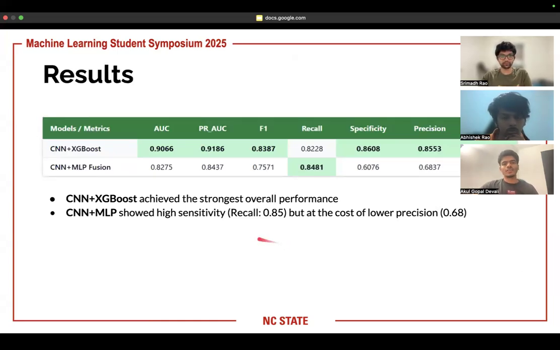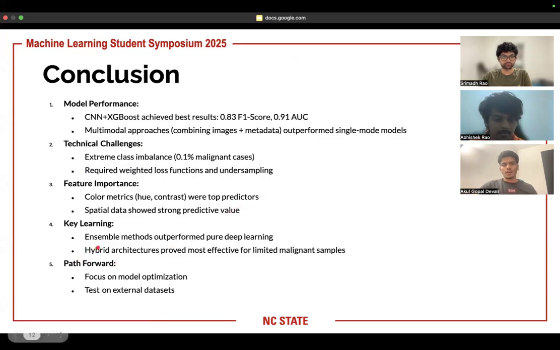Coming to the final results, our best performing model was CNN plus XGBoost, achieving an AUC of 91 and an F1 score of 83, which demonstrates strong performance in detecting malignant lesions. While CNN and MLP had slightly higher recall, it came at the cost of lower precision, making CNN plus XGBoost the more balanced choice overall. A key takeaway was that hybrid models combining images with patient metadata consistently outperformed models using only one input type. This fusion allowed us to capture both visual and contextual signals critical for early skin cancer detection.